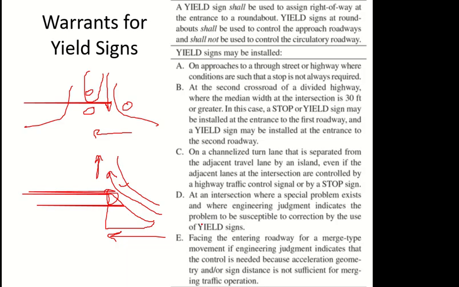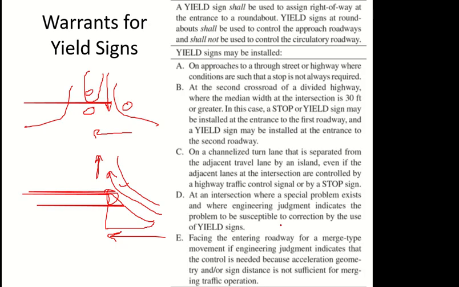Then the case of engineering judgment, as I told you. The engineer studies the intersection and he feels according to his judgment, or she feels according to her judgment, that a yield sign will solve the problem which is happening in the intersection. And the problem could be people are getting stuck in the middle of the intersection, there are many accidents at the intersection, or anything. So this is based on the judgment.